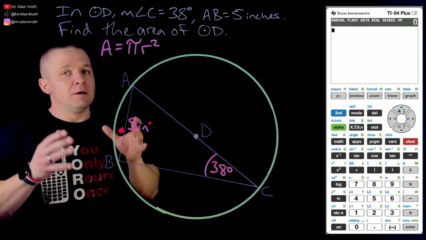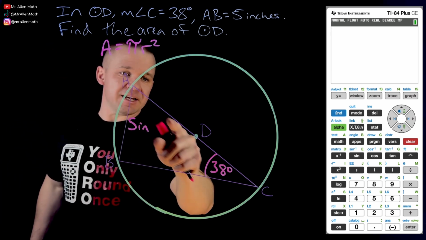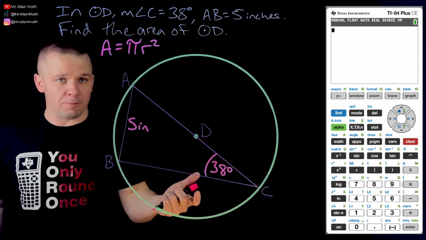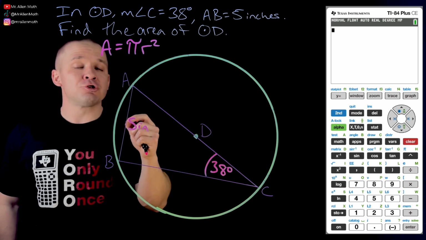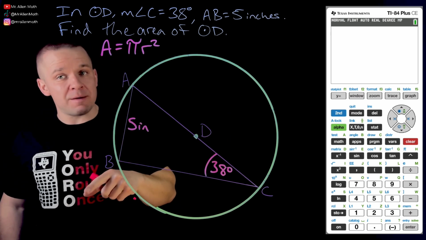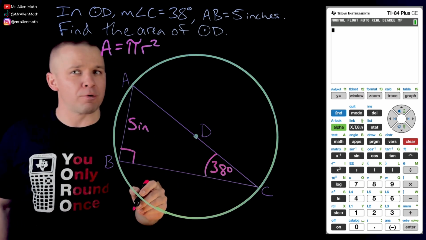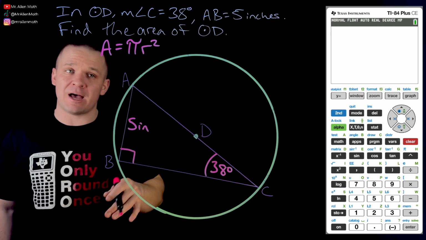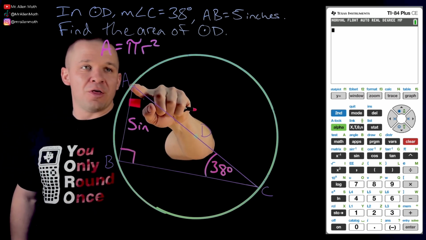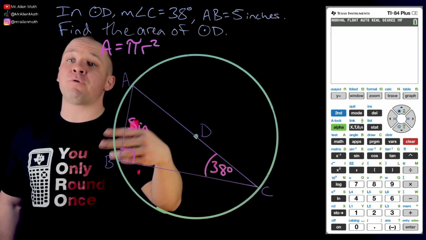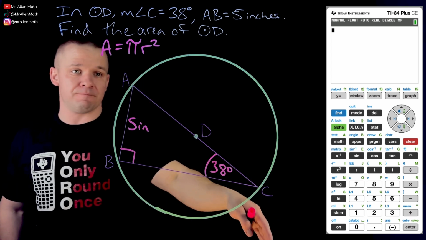Well, if you look closely here, AC is a diameter because it goes through the center of that circle. Now, any triangle that is inscribed in a semicircle is a right triangle. And if you're like, bro, what? Magic? How did you know that? Check this out. This arc right here is 180 degrees. It is halfway around the circle because we have a diameter here.